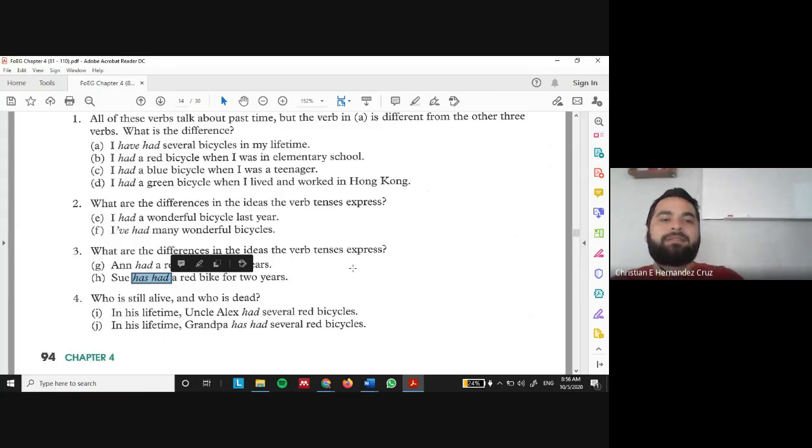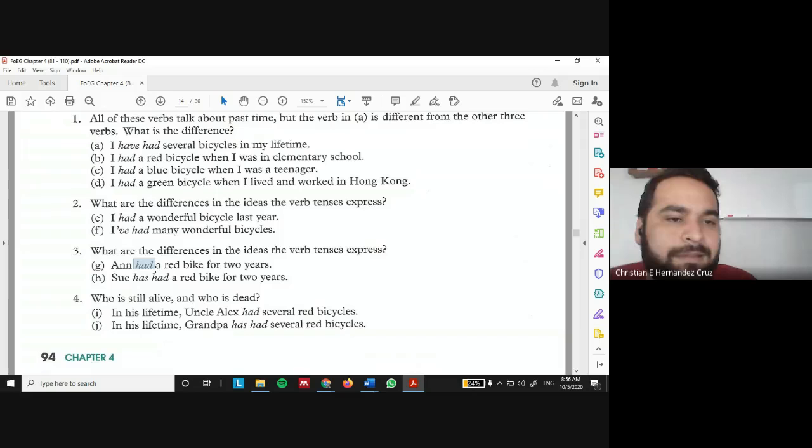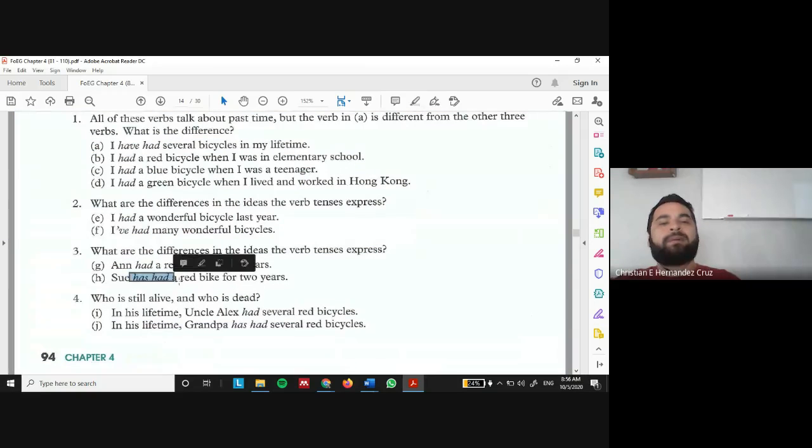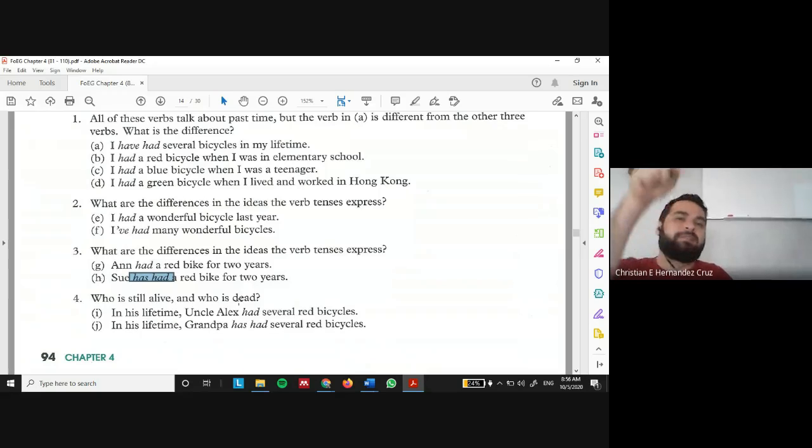Exactly right. In this case, had implies that she had it at some point and she doesn't have it anymore. En el caso de Sue, she has had a red bike for 2 years. So it implies that she's had it for this amount of time, but she still has it now. So Anne tiene la bicicleta, Sue no la tiene. Perdóname, al revés. Anne no tiene la bicicleta y Sue sí la tiene todavía. Okay? So even though there is a specificity of time, there is a concept of ownership that is told just by looking at the verbs.